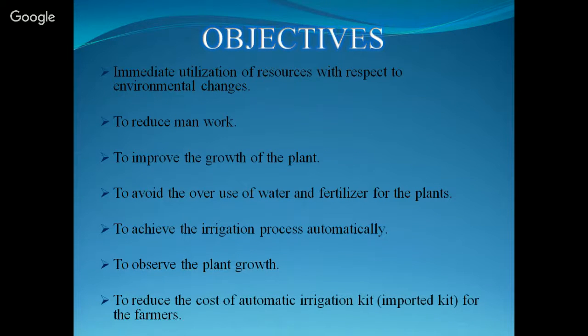The main objectives of our project are to utilize the resources with respect to environmental changes and to help the farmers reduce their effort in growing plants. With the optimum usage of both water and fertilizer, the growth of the plants can be improved. To perform the irrigation process automatically, farmers can utilize our system, since the cost of imported kits is much higher.